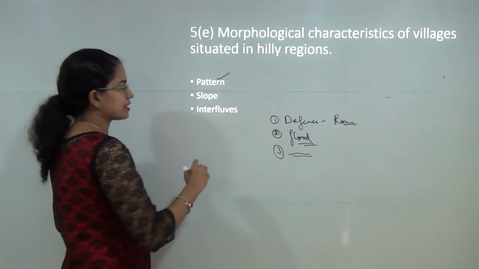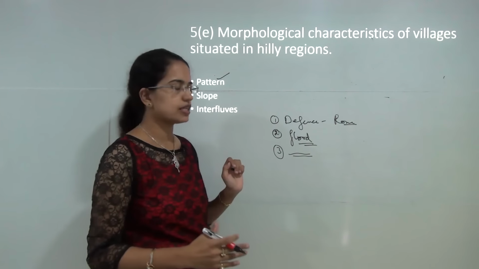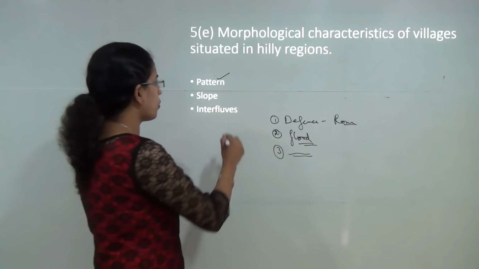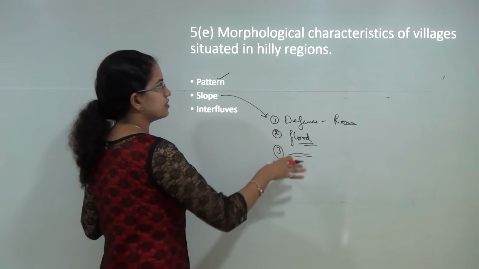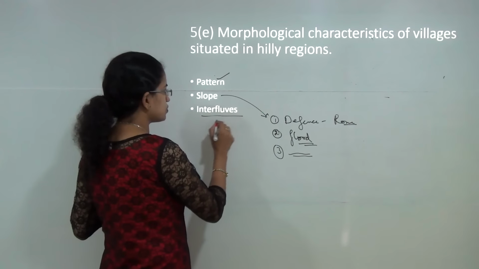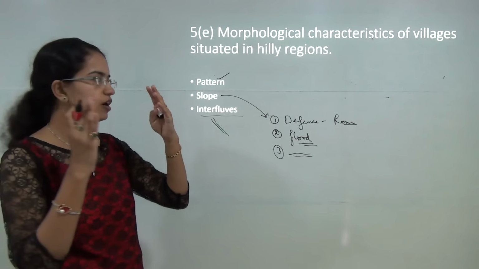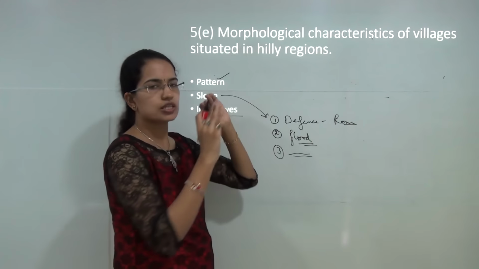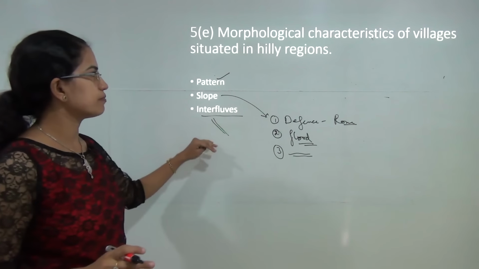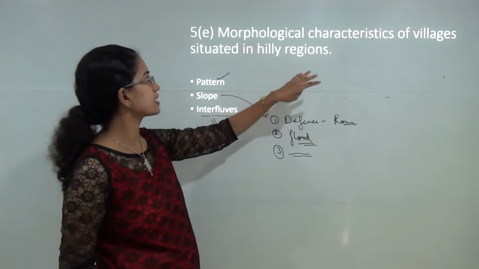The first is the pattern. Usually the village on the hills would either be linear or semicircular in nature. Then slope is a major factor that governs the establishment of the village on the hill, and finally is the interflow. So interflow should be narrow and elongated in case of villages if they are established on the hills. So these are the three major things that you must cover while explaining the morphological characters of a village on a hill.